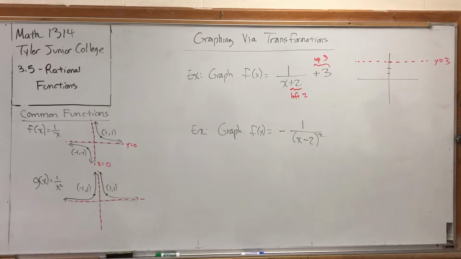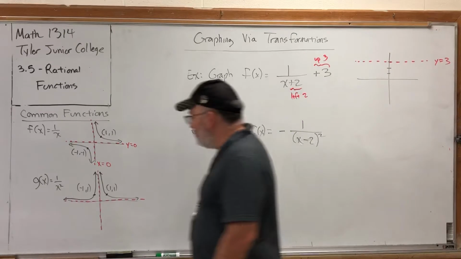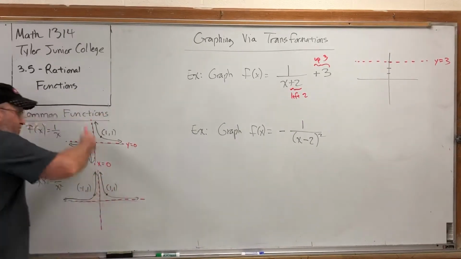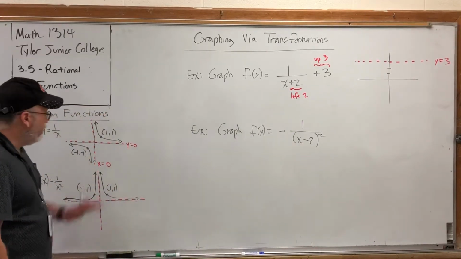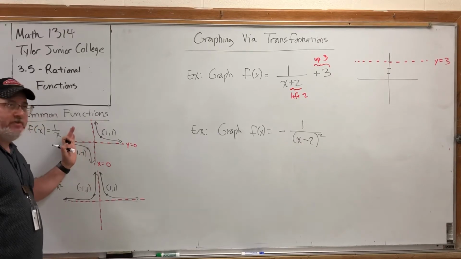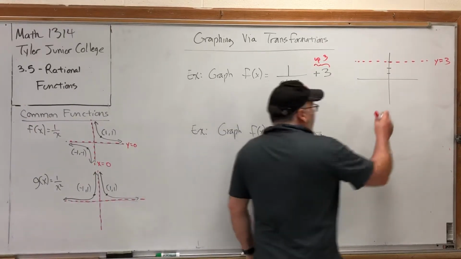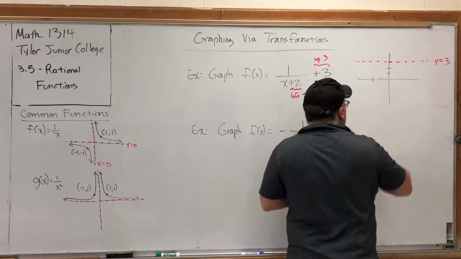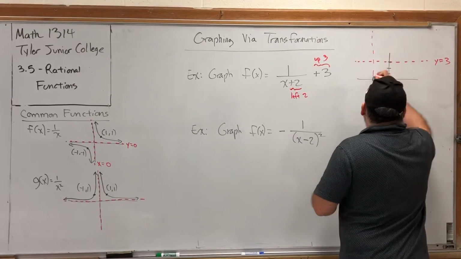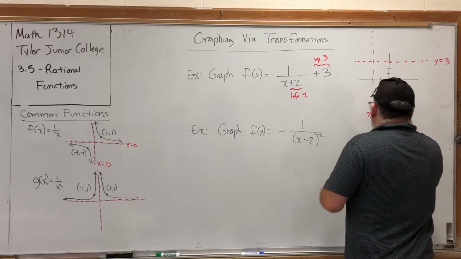Just take the current horizontal asymptote, move it up 3. Concerning the vertical asymptote, it is at x equals 0. When we move it to the left, it's over at negative 2, and then moving it up or down doesn't change it. So our vertical asymptote, moving to the left 2, is now at x equals negative 2.